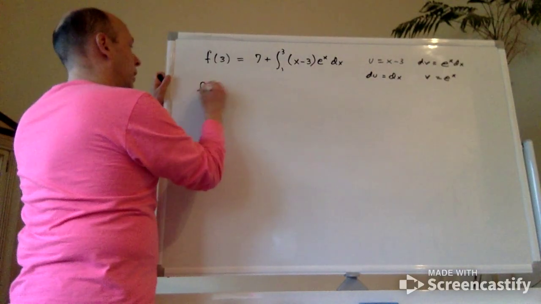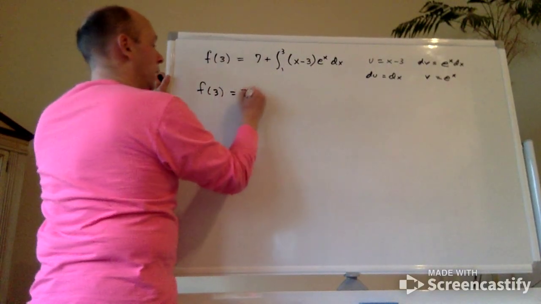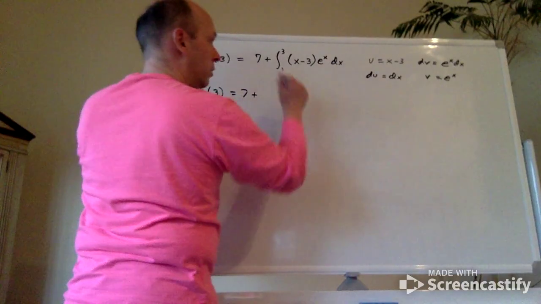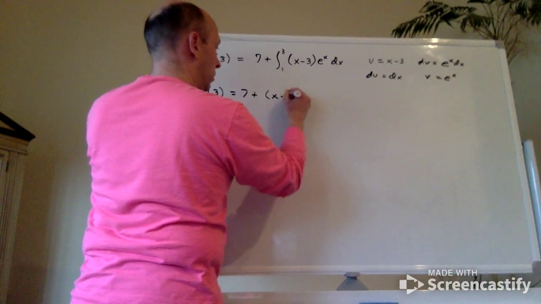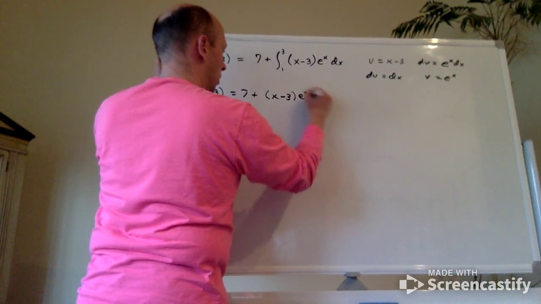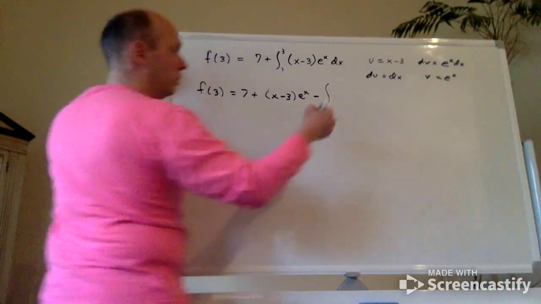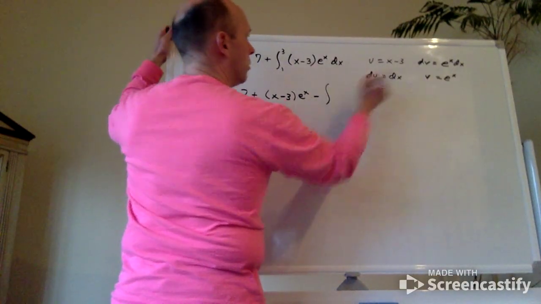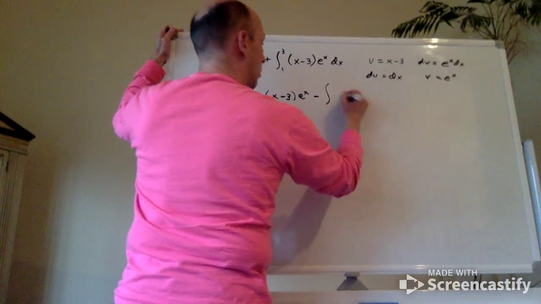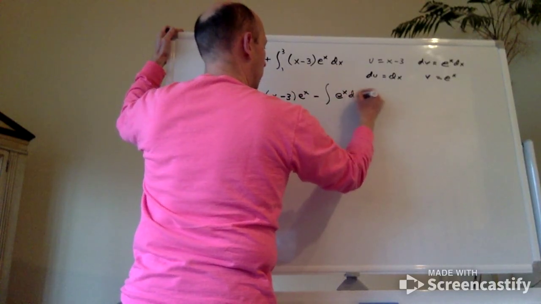Okay, so f of 3 is going to be what? Well, it's going to be 7 plus, so we do uv, so that's going to be x minus 3 times e to the x, minus the integral of v du, so what's that? That's going to be e to the x times dx, right? So e to the x dx.